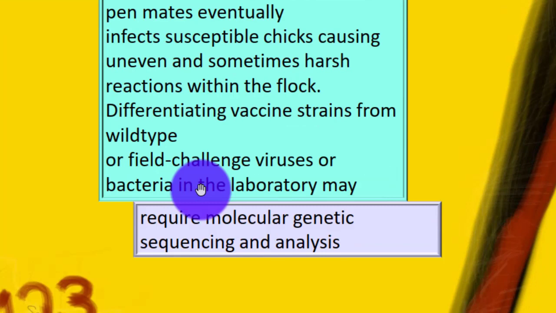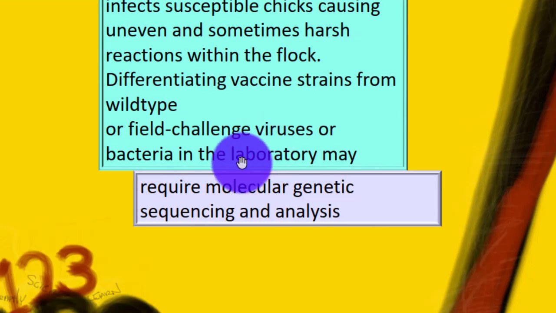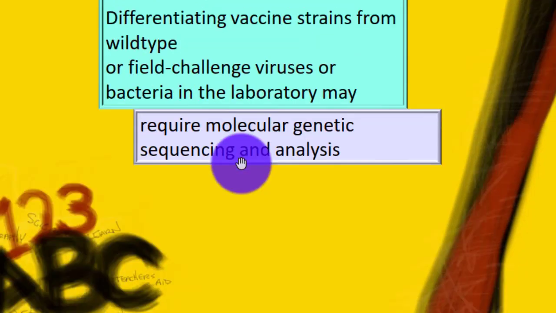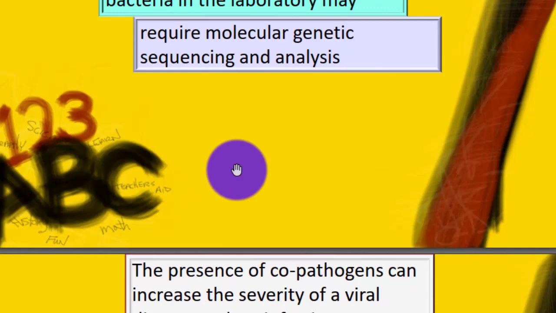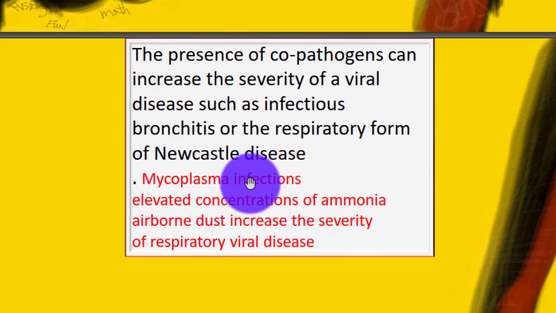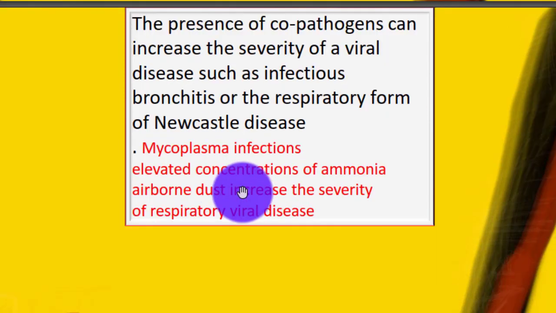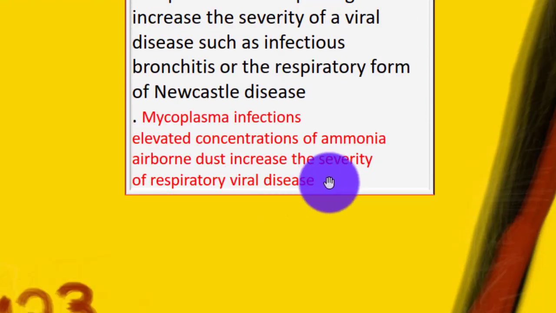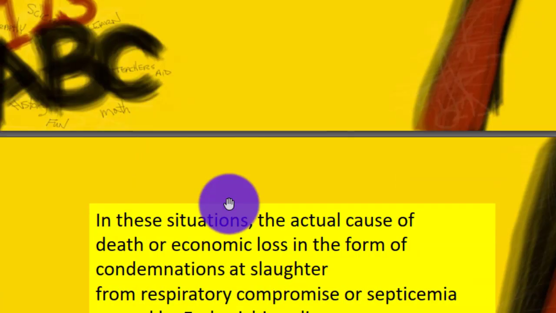Differentiating vaccine strain from wild type or field challenge virus or bacteria in the lab may require molecular genetic sequencing and analysis. The presence of co-pathogens can increase the severity of a viral disease such as infectious bronchitis and the respiratory form of Newcastle disease virus, and mycoplasma infection. Elevated concentrations of ammonia and airborne dust increase the severity of respiratory viral diseases.